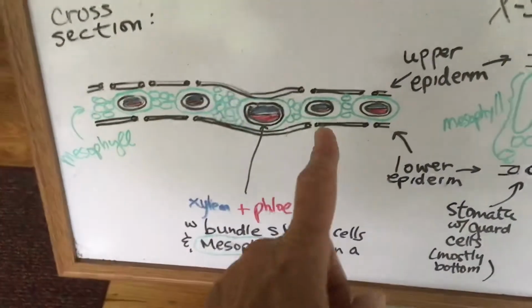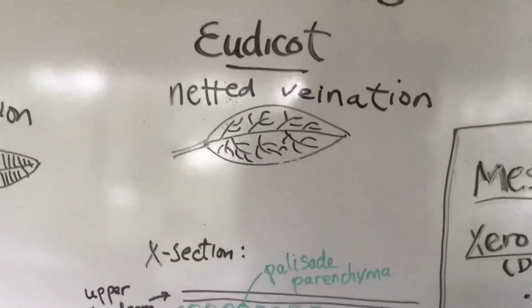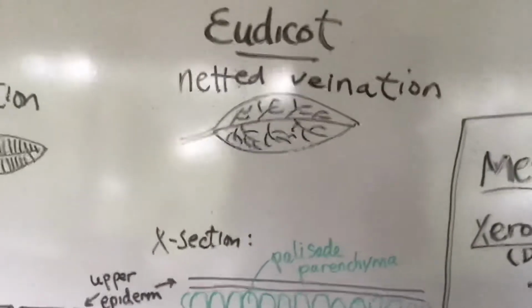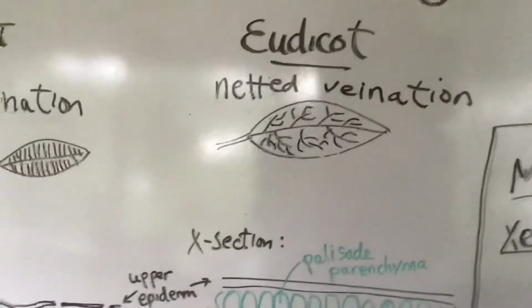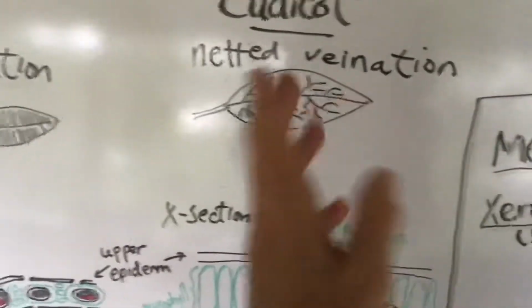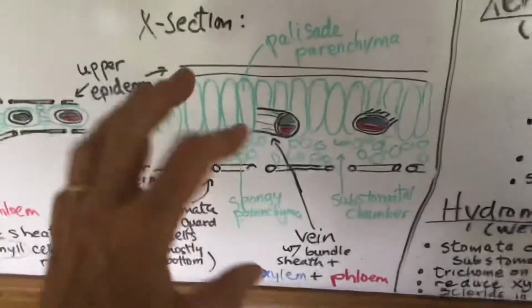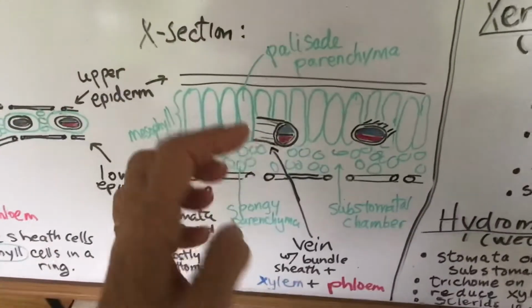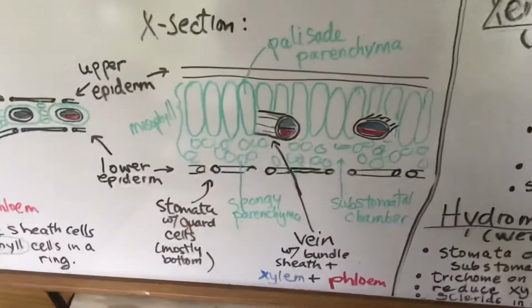Now looking at the eudicot, they have netted veins. That is, the veins come off of the midrib and then branch out in many different directions, and it has a net looking effect. If you did a cross section across there, you could see the veins that are coming out at different angles.